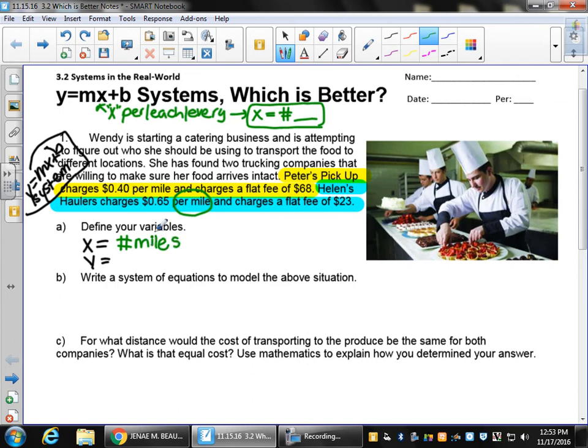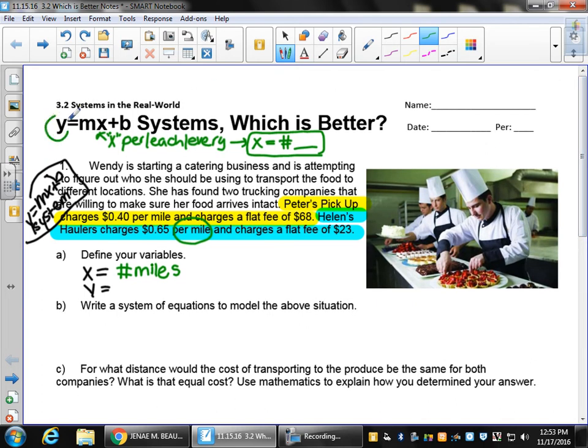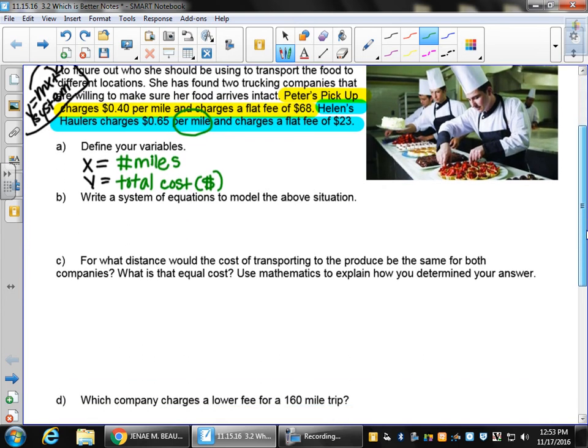With y equals mx plus b systems, y is always a total of some kind. In this case, total cost, because this is all about paying trucking companies to transport food. Total cost. So now we have a refresher on how to define x and how to define y. We have our variables. X is miles, y is cost.